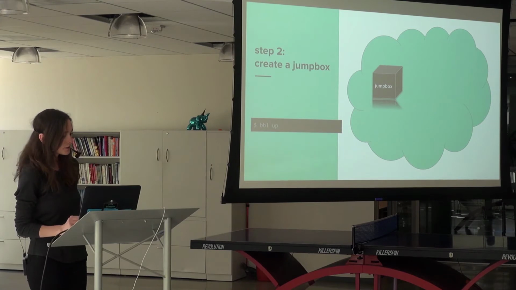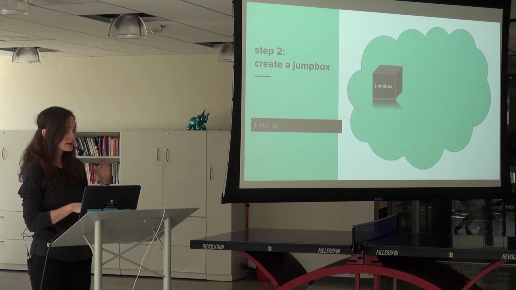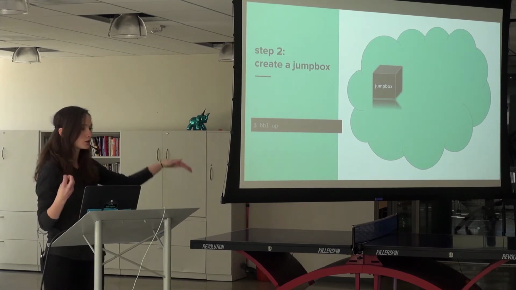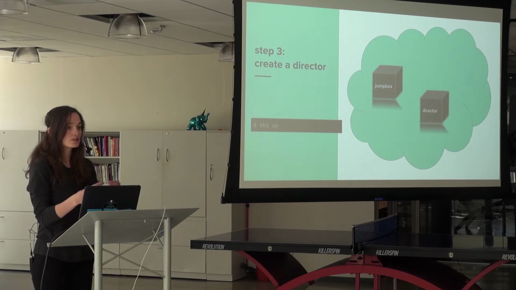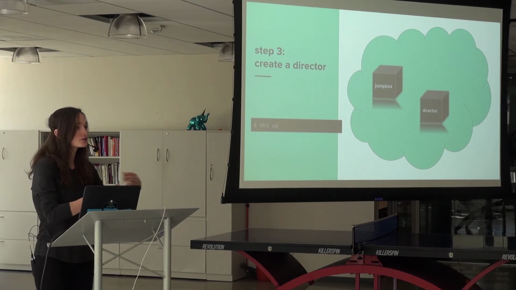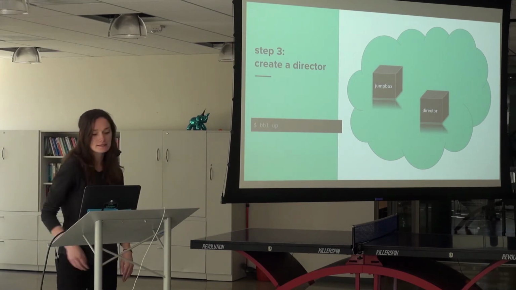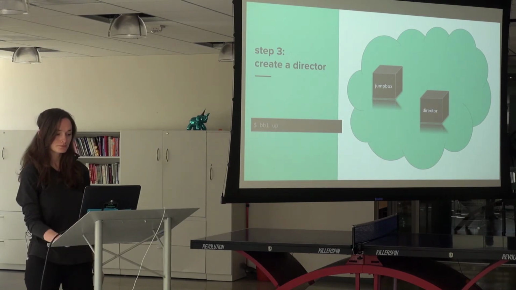All right, so once we have a Jumpbox, we set up an SSH tunnel and SOCKS5 proxy in order to proxy our request to create a director through it, in order to abide by the security rules that we put in place, which is that nobody should talk to the director unless it's the Jumpbox. All right, so at this point you have infrastructure, you have a Jumpbox, and you have a director.